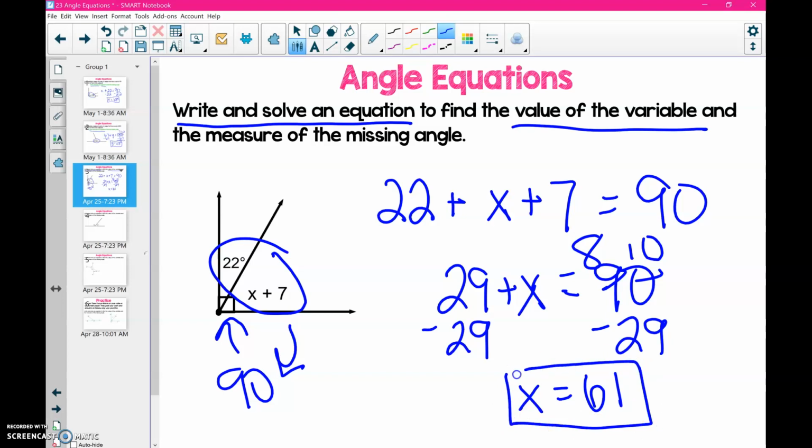So if you wanted to, real quick, you could substitute 61 in for that and do x plus 6. Oops, I'm sorry, not x. We would do 61 plus 7 to get 68. And we know that 68 plus 22 would get us to that 90. And so that means that that is correct. Okay, so we're using those skills of what we know about angles and our equation knowledge to find those missing pieces. Let's look at another.